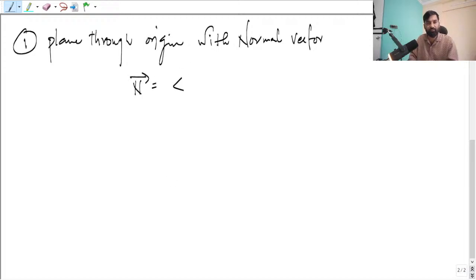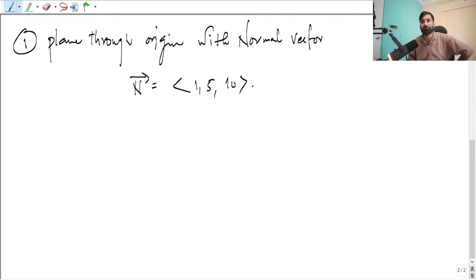N vector is nothing but, I'm just going to mention the component, guys, okay? I'm not focusing on the direction and all. I'm just going to put the component of the vector, and we are going to use this kind of bracket, okay? I think you know this, greater or smaller symbols. So you can say 1, 5 and 10. So this is going to be our normal vector, okay?